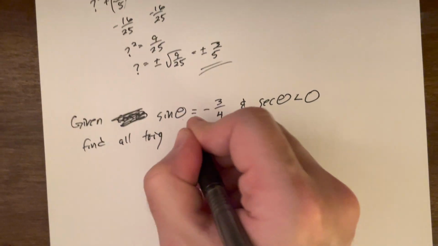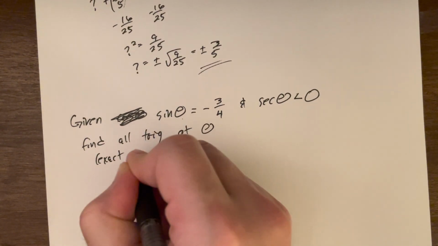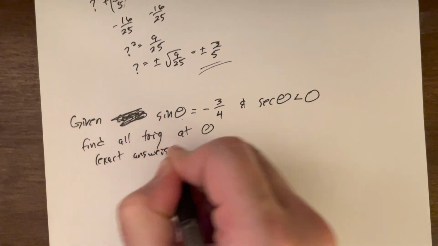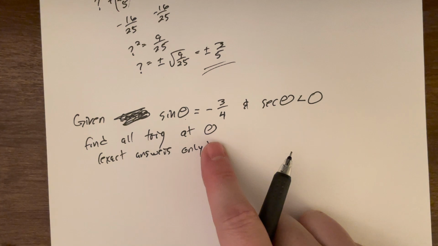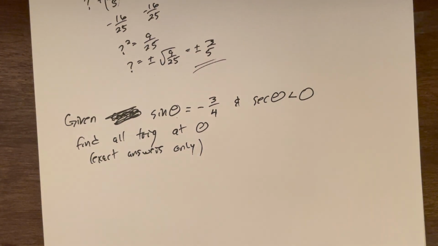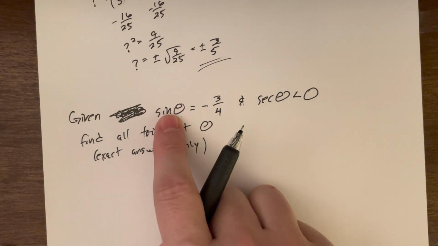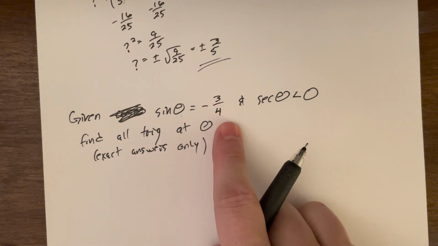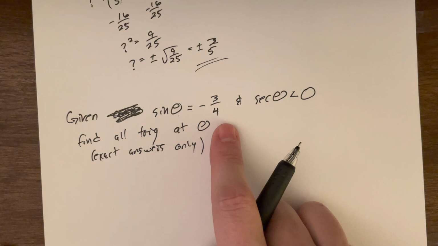Let's find all the trig functions at theta, and this is another exact answers only. So calculators aren't helping us here. How do we proceed and do this? Well, again, that's where we've said before. If you know one trig function, you can make a right triangle to get the other values, but the piece we were missing before is what quadrant are we in?